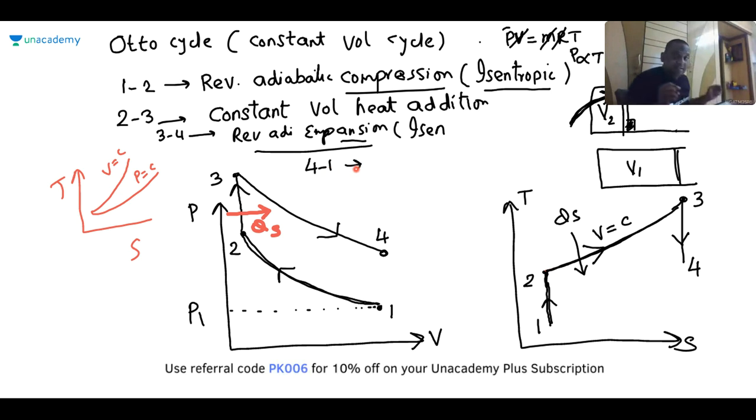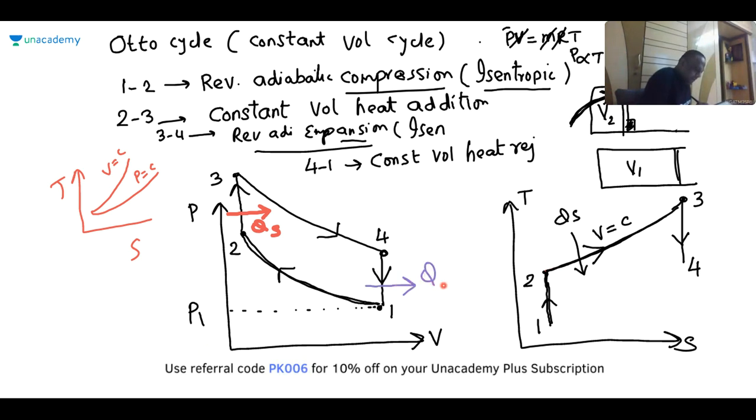Now, the last one is 4 to 1. Because it is a cycle, 4 to 1 is constant volume heat rejection. When heat is supplied at constant volume, temperature is increasing and pressure is increasing. When heat is rejected, temperature is decreasing and pressure is decreasing. So this is a constant volume heat rejection. I repeat, this is a constant volume heat rejection. Now, my dear students, let's show this. And how can I show this process on the diagram? Constant volume curves are like this. Heat supply, temperature increases. And heat rejection, temperature decreases.